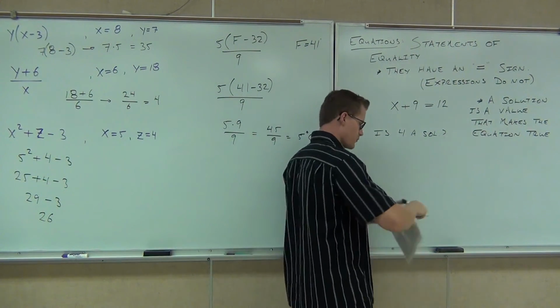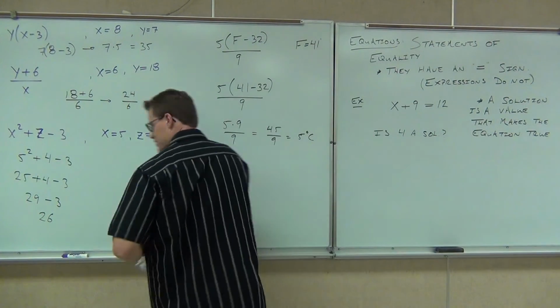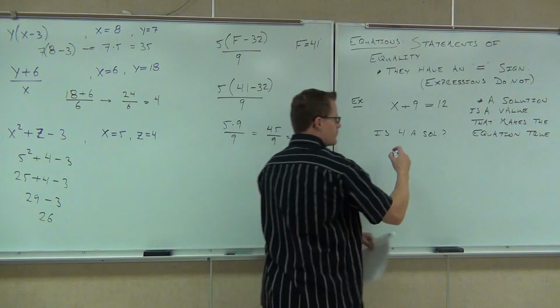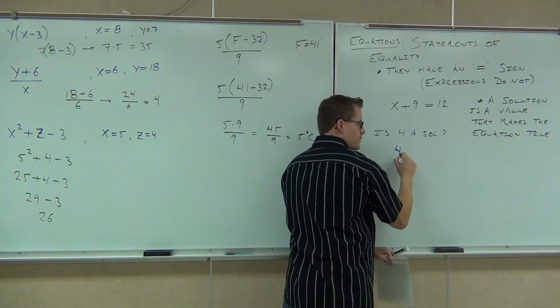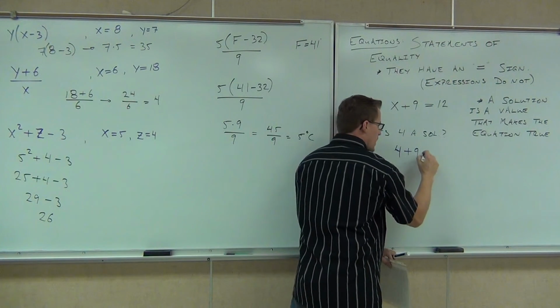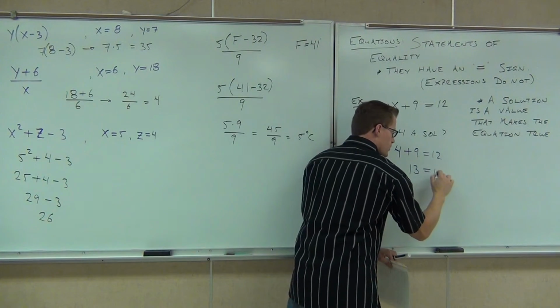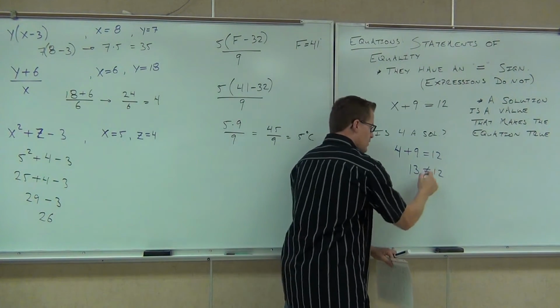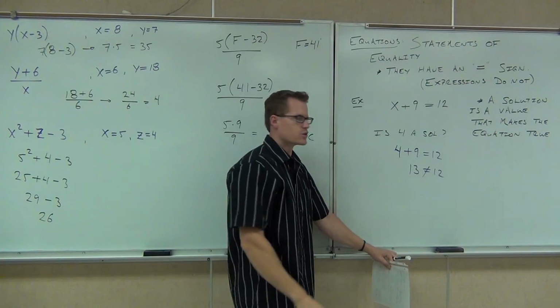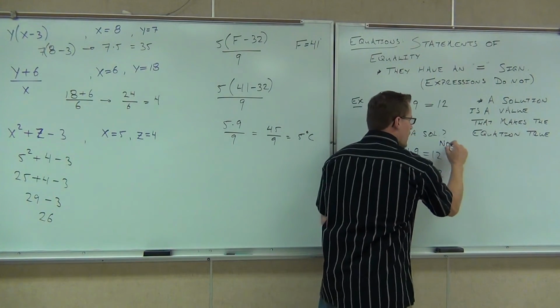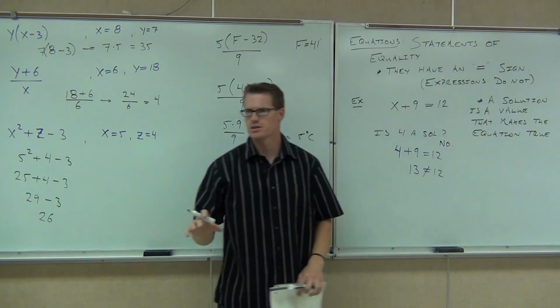If we plugged in 4, y'all gave me the answer already. But we'd have 4 in place of our variable plus 9 equals 12. And if we work this out, we'd have 13 equals 12. Is that right? We put a line through it and say, no, that's not a solution. So our answer to this question would be no. And for right now, that's how we're checking to see if something's a solution or not.